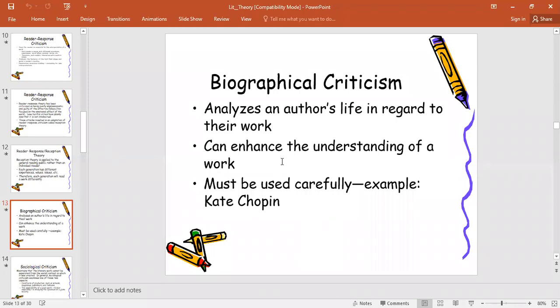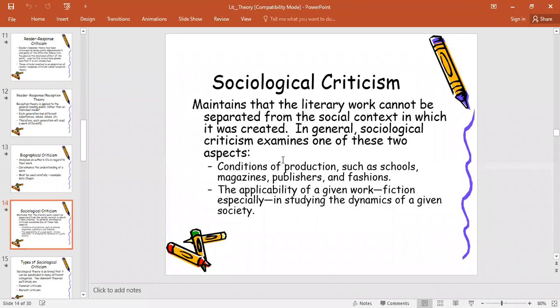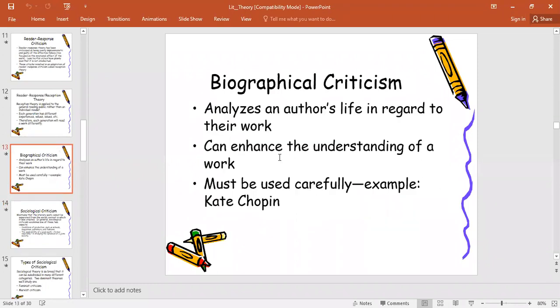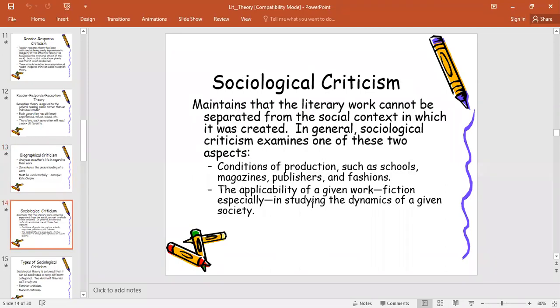So you should try your level best to be focused on the work. It must be used carefully. Example, Kate Chopin. Kate Chopin is one of the writers, and you should use the author's life very carefully, and certain things must be kept into consideration.